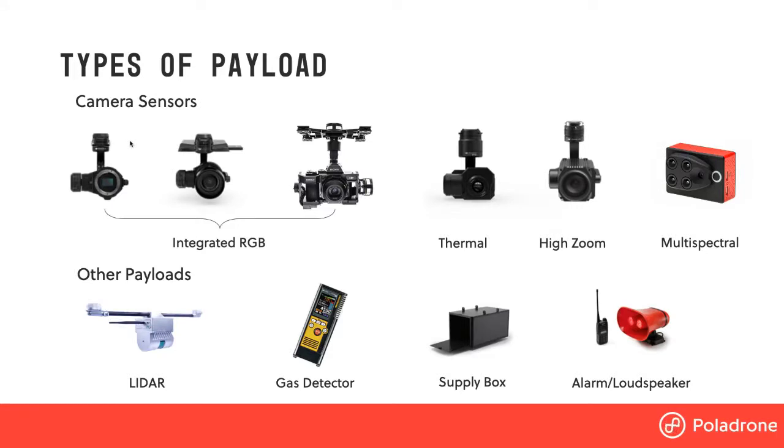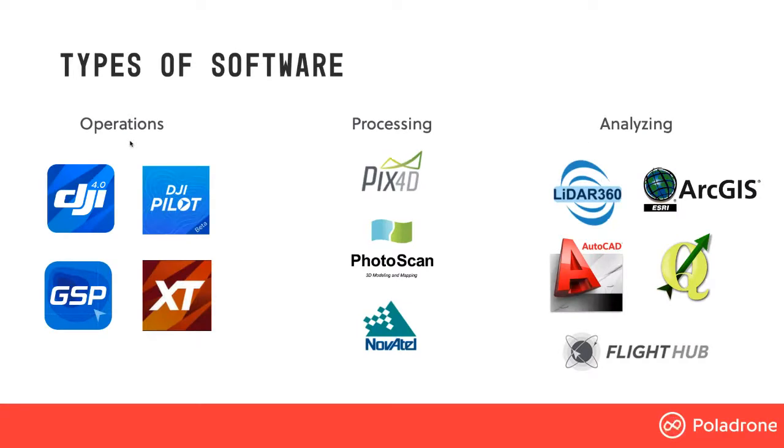We also cover other payloads to attach to the drone, such as LiDAR, gas detector, supply box, and loudspeaker. Last but not least, the next topic is the software. After having the hardware, the drones and cameras, we need software to operate, process and analyze. In the software part, we separate it into three sections: operations, processing, and analysis. By using different software, we come up with different outputs, depending on your client's needs and what output they are looking for.